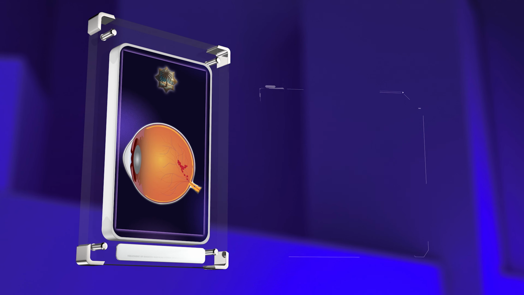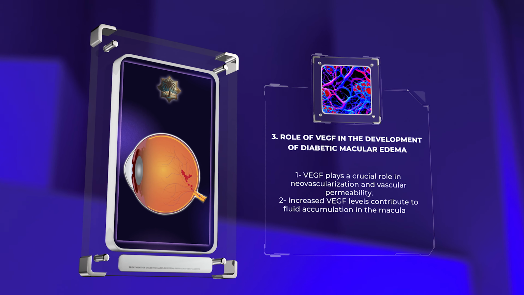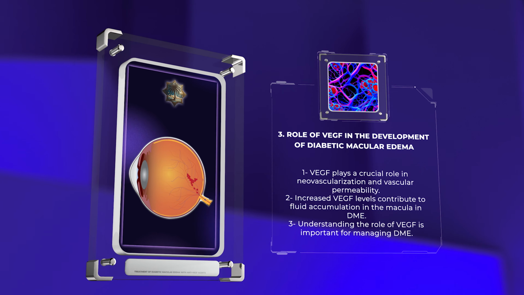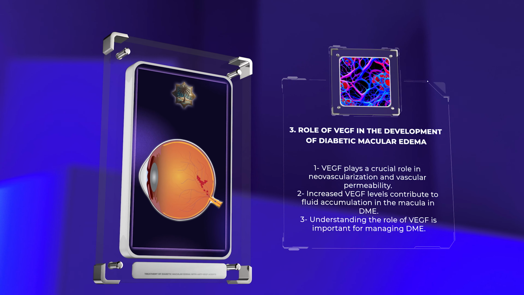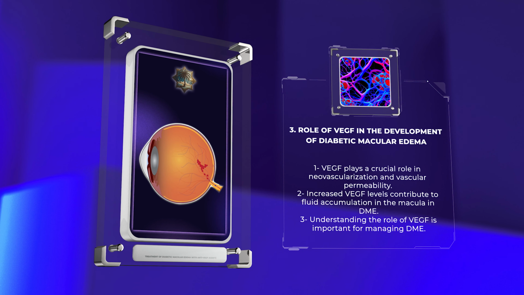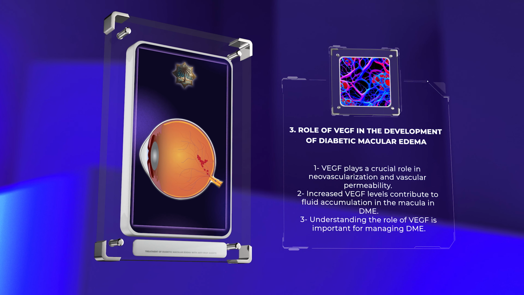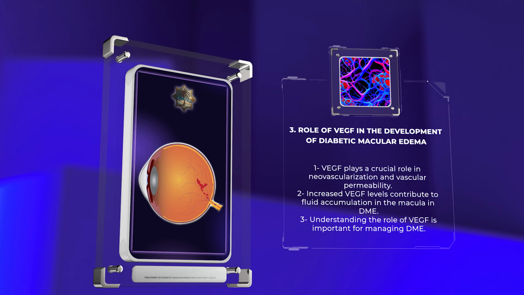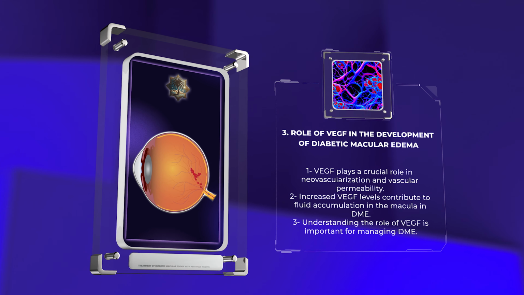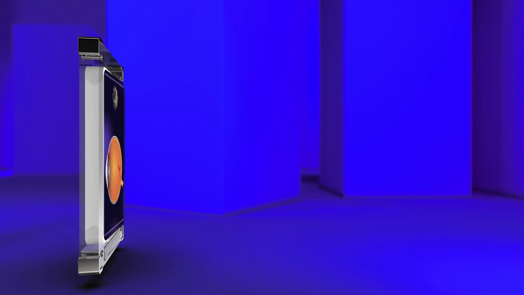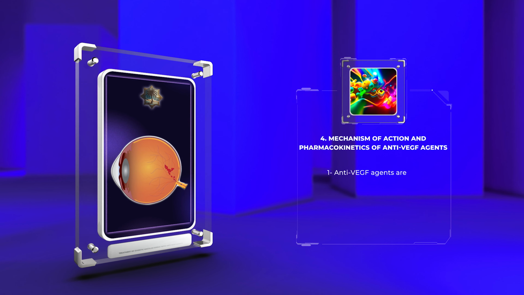VEGF is a potent angiogenic factor that plays a crucial role in neovascularization and vascular permeability. In the context of DME, increased VEGF levels contribute to the breakdown of the blood-retinal barrier, promoting the accumulation of fluid within the macula. Understanding the role of VEGF and its signaling pathways is crucial for the development of targeted therapies to manage DME. Anti-VEGF agents are currently the cornerstone of DME treatment.